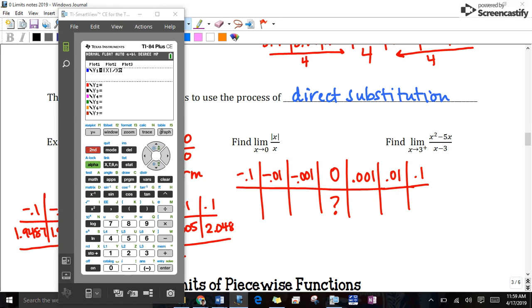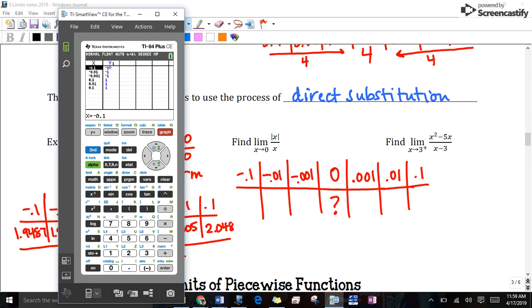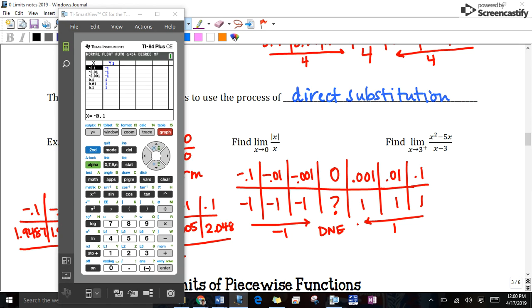Okay, now my table. Now looking at the left side, they're all staying constant there at negative 1. Easy to fill in. Right side, all staying constant at 1. So left side looks great, it's negative 1. Right side looks great, it's 1. Are they getting closer to that same value? No, they're both staying constant. They're not both approaching something. So in this case, my limit does not exist. My function exists. My limit does not exist.